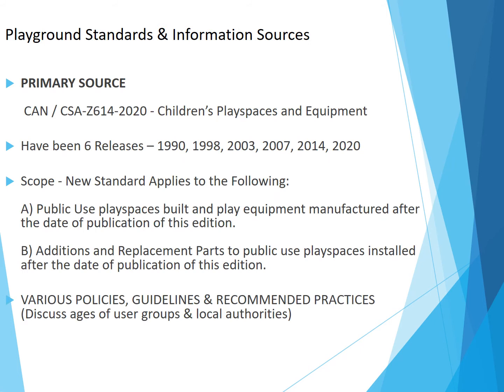The playground standards that we typically follow are as follows. Primary source is the CAN CSA Z614 2020 edition, that'd be the newest edition, Children's Play Spaces and Equipment. There have been 6 releases of this standard. The first one came out in 1990, then 1998, 2003, 2007, 2014, and 2020. The most recent edition actually came out this past March 2020.